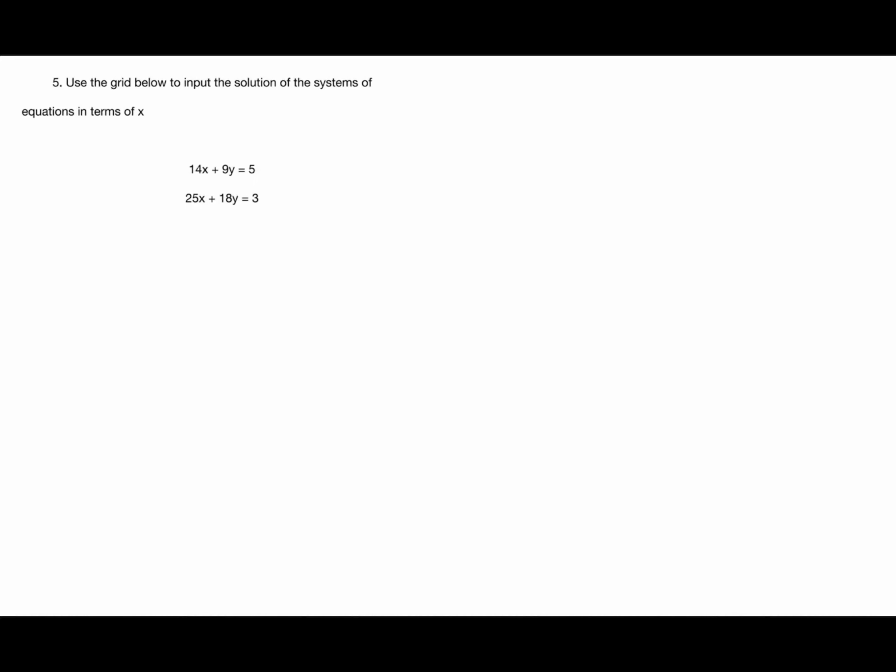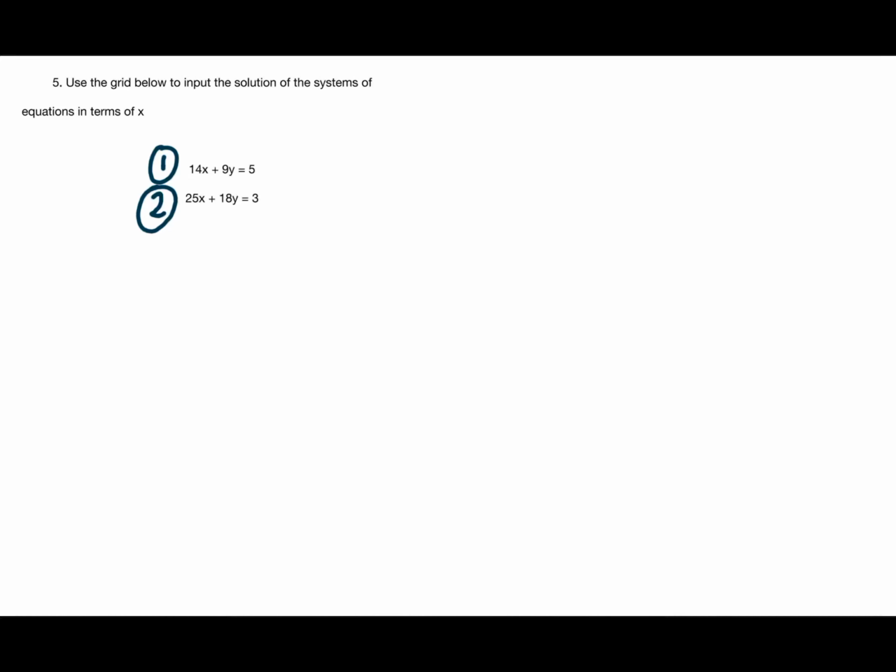Use the grid below to input the solution of the systems of equations in terms of x. So our first equation is 14x plus 9y equals 5. And our second equation is 25x plus 18y equals 3.